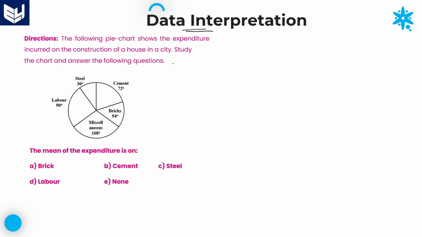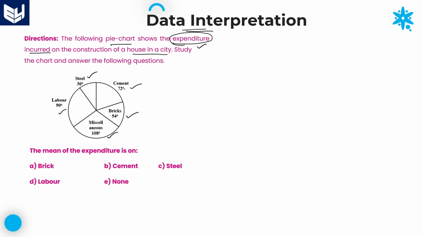Now, first of all, to solve the questions in this pie chart or any kind of data interpretation, you have to read the information carefully. First of all, what is the information provided in this pie chart? Read that information. The following pie chart shows the expenditure incurred on the construction of a house in a city. Here, the complete information provided in the pie chart is related to expenditure: expenditure on steel, cement, bricks, miscellaneous, and also labor charges. In total, these are the 5 expenditures to construct a house in a city. That is the given information.